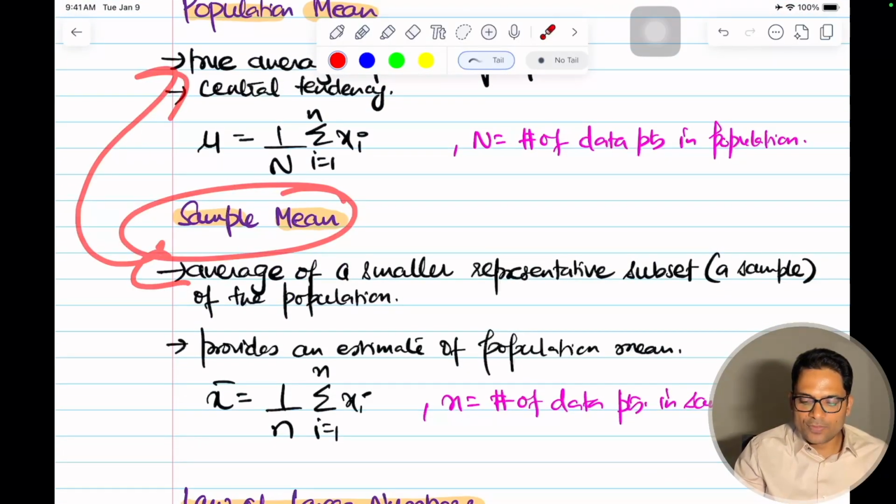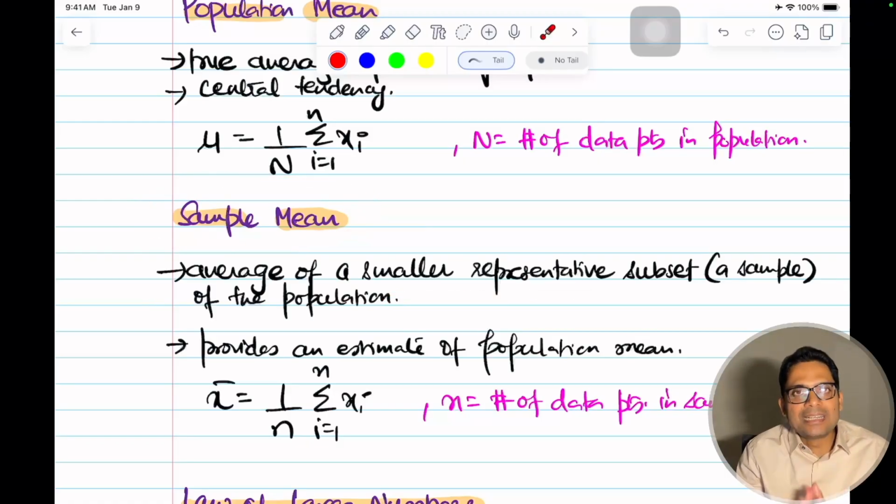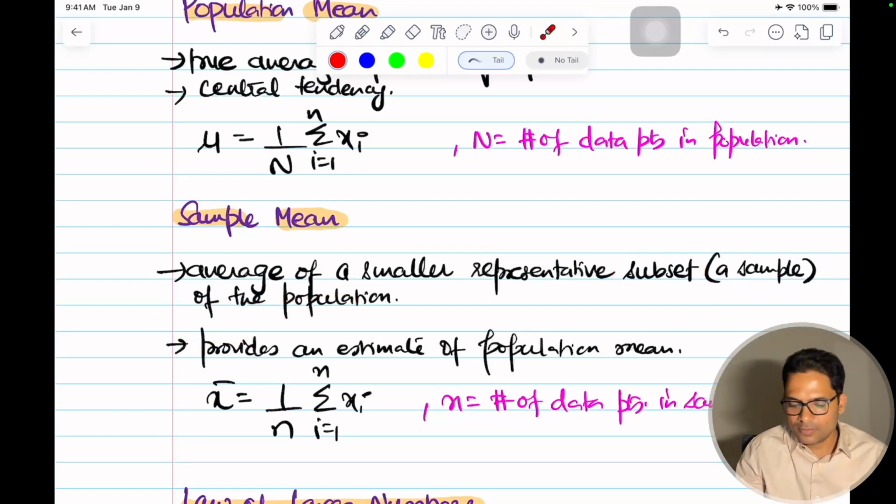The sample mean is the average of a smaller representative sample, a subset of the population, and this provides the estimate for the population mean. Generally we use this only because we can't go for the complete population.